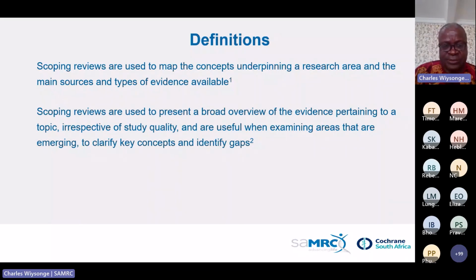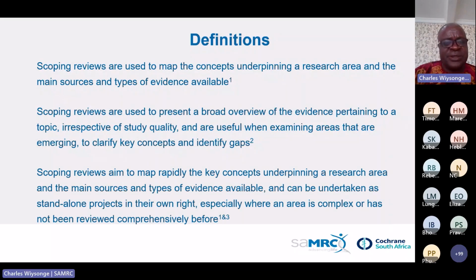As you would see in scoping reviews, we don't usually assess the quality of studies as you would do in a systematic review. And this is another definition, which says that scoping reviews aim to map rapidly the key concepts underpinning a research area and the main sources and types of evidence available, and can be undertaken as standalone projects in their own right, especially where an area is complex or has not been reviewed comprehensively. The general idea here is that you use scoping reviews to bring out the main concepts about the research area, and usually you don't pay attention to study quality.